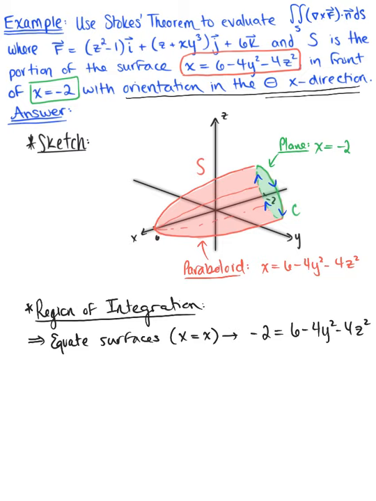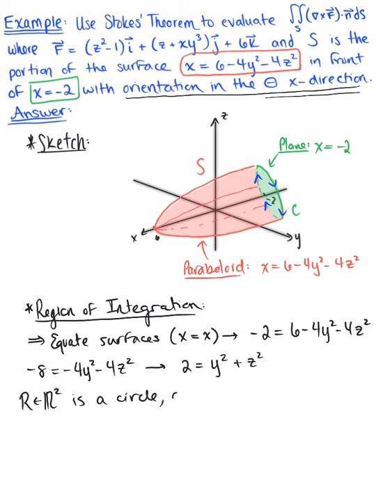Bringing all of our terms to one side, this gives us minus 8 equals negative 4y squared minus 4z squared. And we can divide both sides by 4. This leaves us with something that we recognize: 2 equals y squared plus z squared. So our region R in the plane is a circle centered at the origin with a radius of the square root of 2.